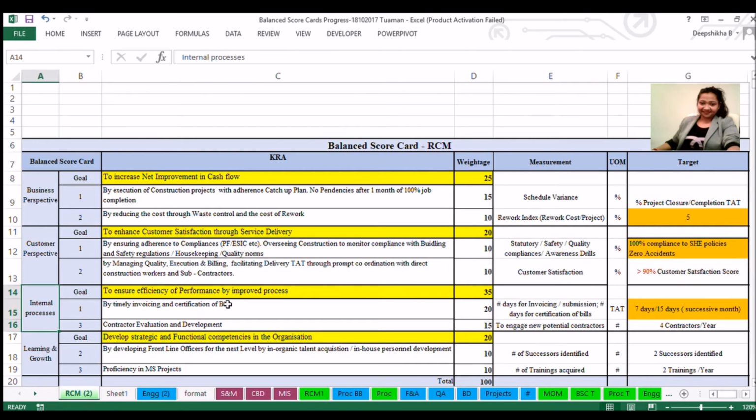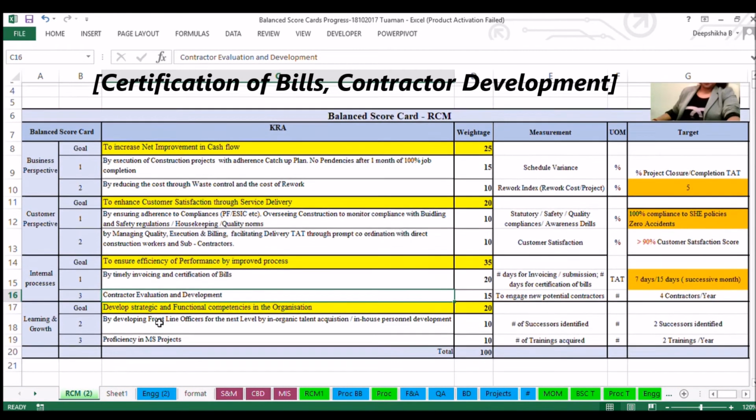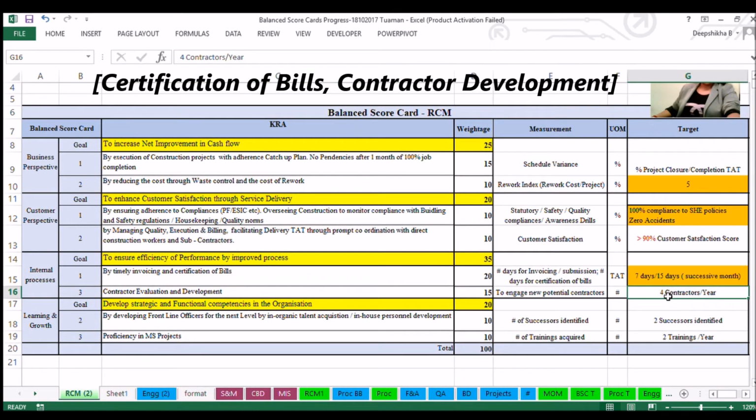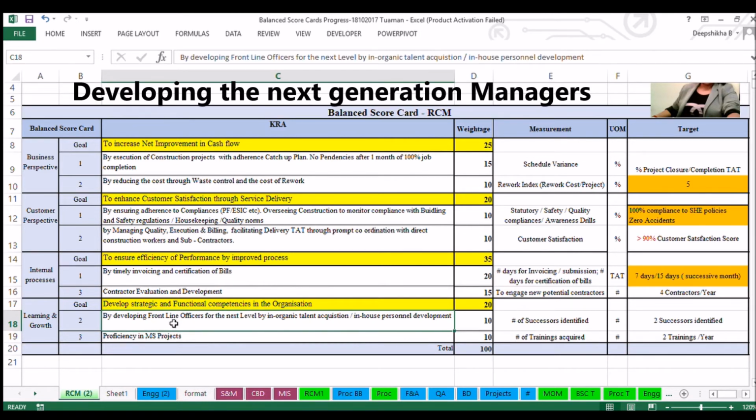In the internal processes, you can take invoicing and certification of bills, contract evaluation and development. You can have a target of number of contractors per year, and the measurement will be engagement or development of contractors.